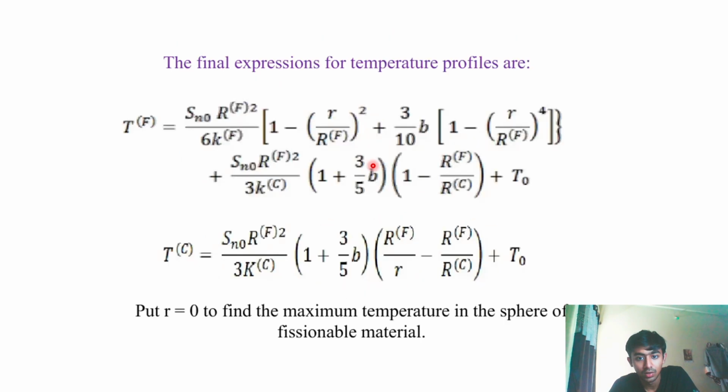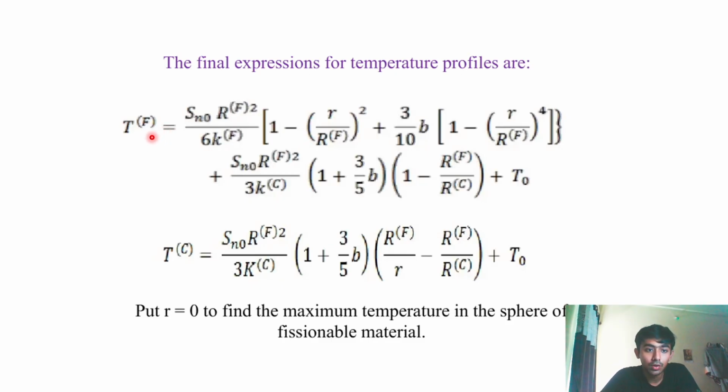Taking the whole constant with that C2 value, we are getting T0, the ambient temperature outside the sphere. So these are the expressions, where T0 is the ambient temperature, TC is the outer temperature of the cladding, and TF is the temperature at RF.